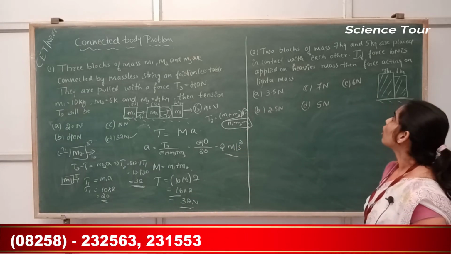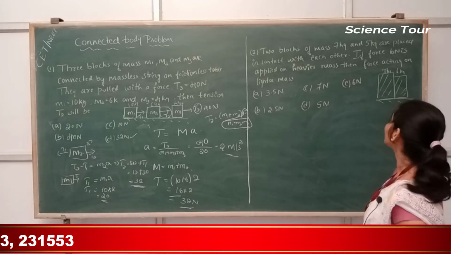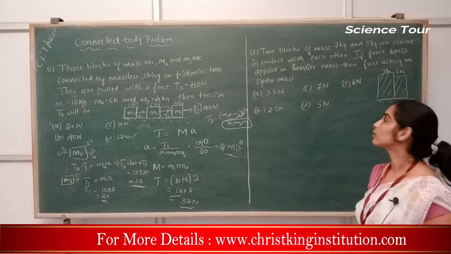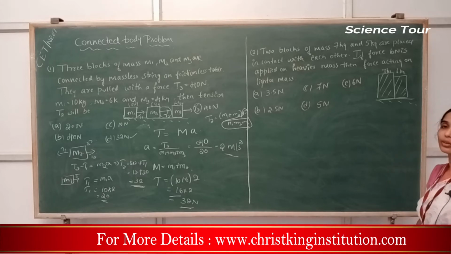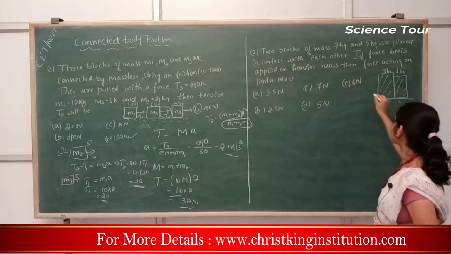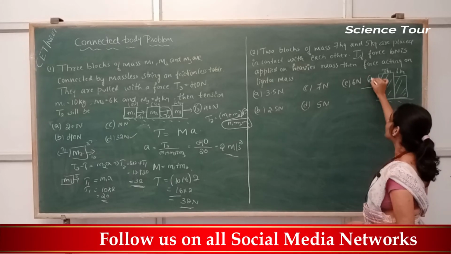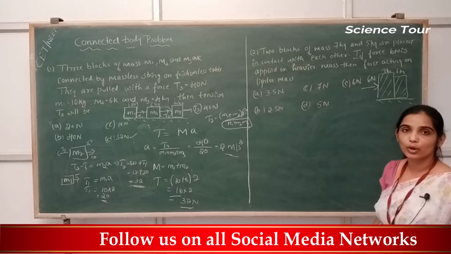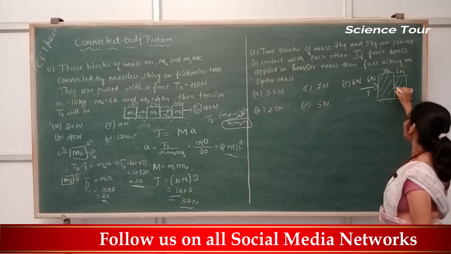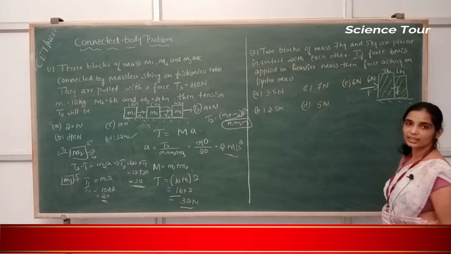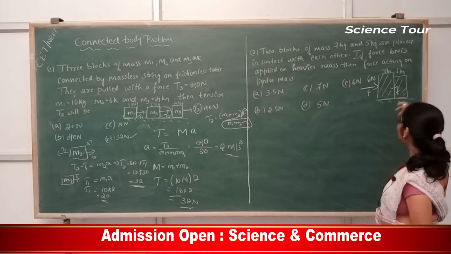Two blocks of mass 7 kg and 5 kg are placed in contact with each other. A force of 6 Newton is applied to the heavier mass. Which is the heavier mass? 7 kg. So the force of 6 Newton is applied here. What is the force acting on the lighter mass? If this is the external force, here you have a contact force, correct? So they are asking what is the contact force.